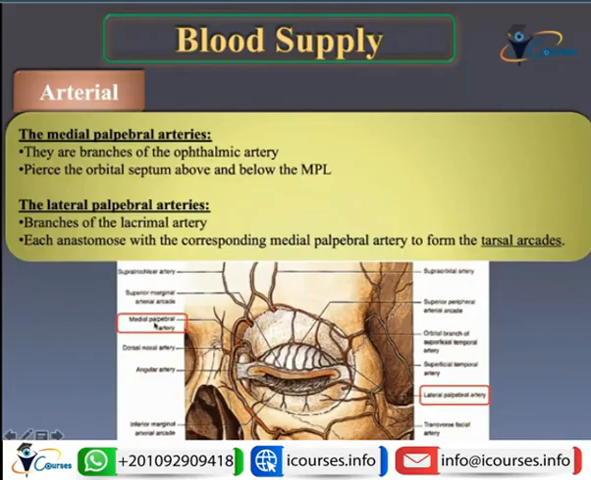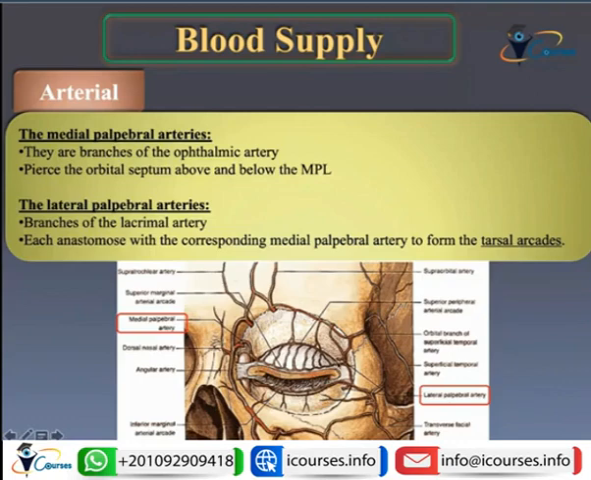The medial palpebral artery is one of the branches of the ophthalmic artery. After it emerges from the ophthalmic artery, it gives superior and inferior branches. The superior branch will supply the upper eyelid, while the inferior branch will supply the lower eyelid. On the other hand, the lateral palpebral artery is a branch from the lacrimal artery, and again it will give superior and inferior branches.